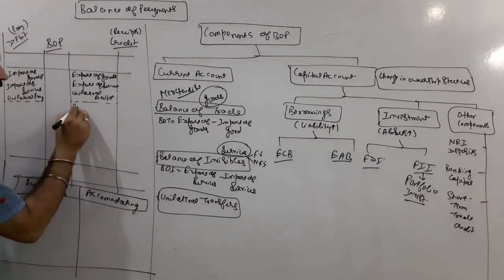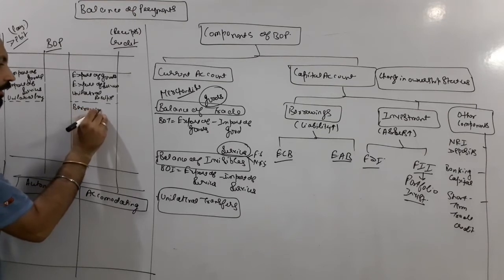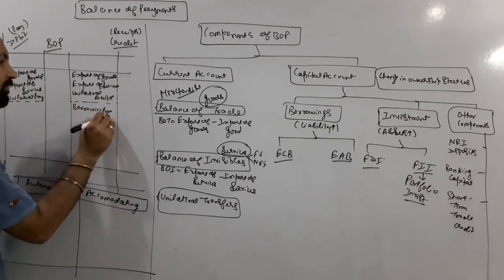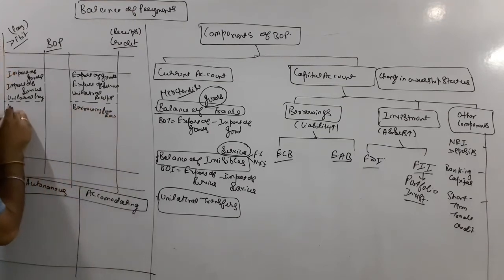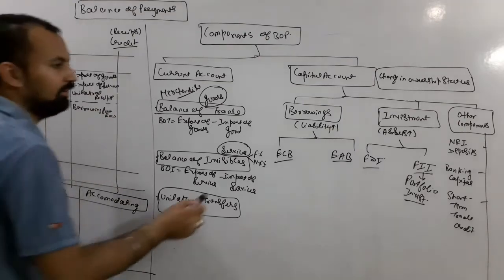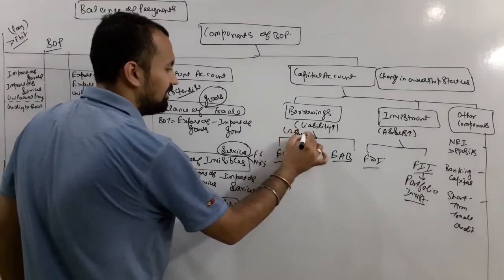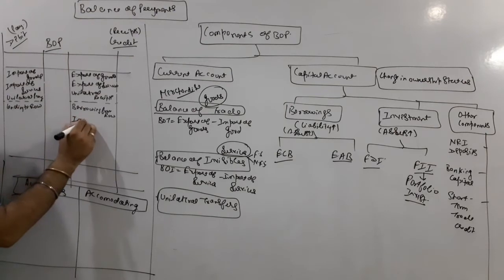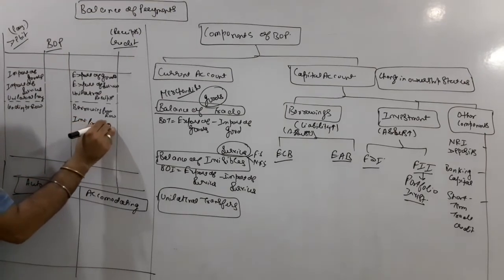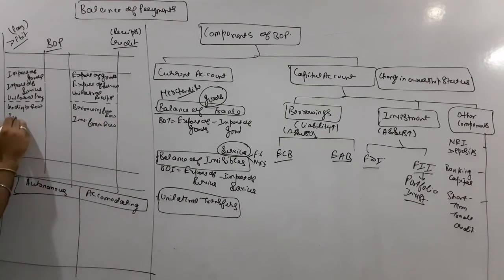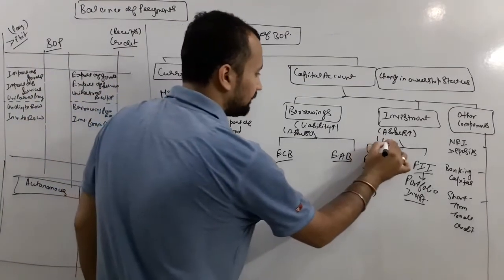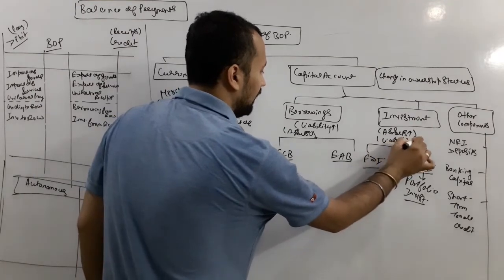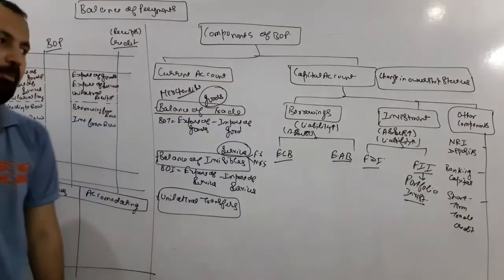This means borrowings from the rest of the world come under the head receipt. Next is lending to the rest of the world. Lending to the rest of the world causes an increase in the assets. Next is investment from the rest of the world. Next is investment to the rest of the world. These were the situations of the capital account.